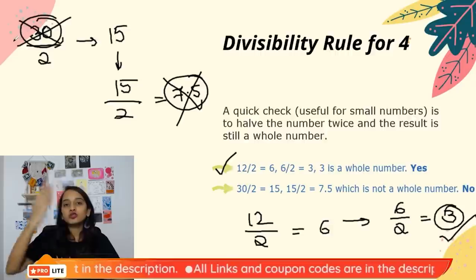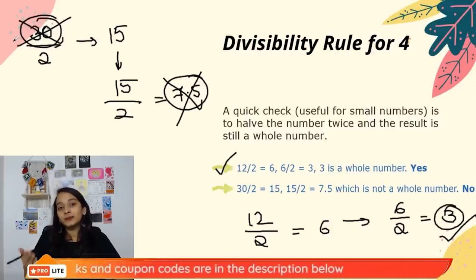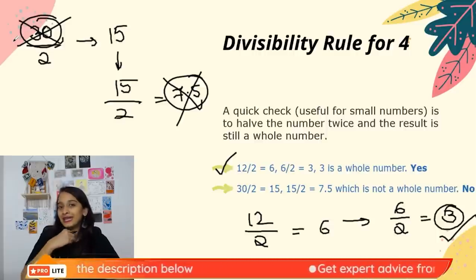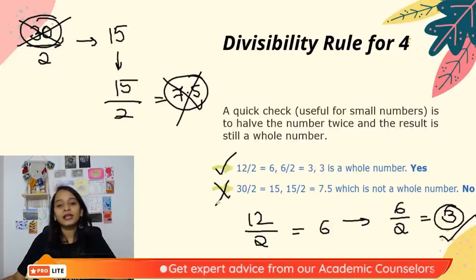तो दो बार उसको half half करना है. दो बार half करने के बाद भी अगर whole number नहीं आया तो वो divisible नहीं है. अगर whole number आ गया तो वो number divisible है.